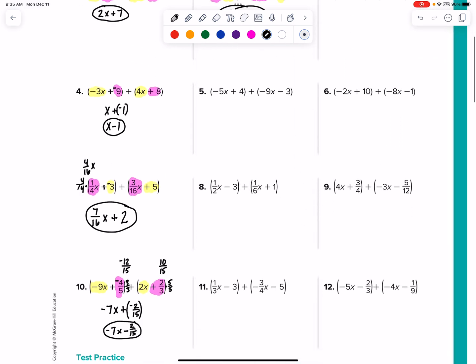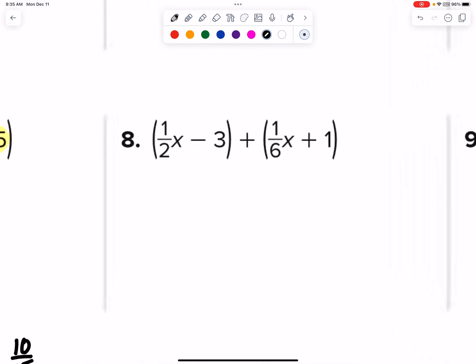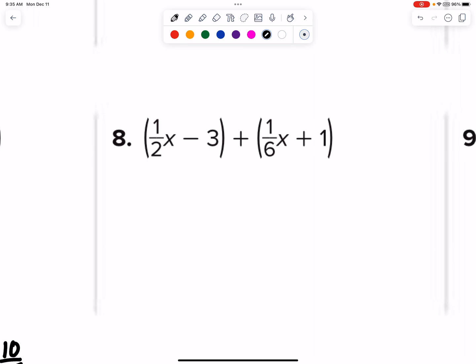Let's go ahead and do one fraction one. We'll do number 8 here. I'm going to KFC here real quick, and there we go. Let's highlight like terms, the X club, and we have the -3 and 1 constant club, and let's combine like terms. I can't add halves with 6, so I need to change this by multiplying by 3/3, and we get 3/6. So now I can go ahead and join those. Make sure you put the x there so you don't forget.